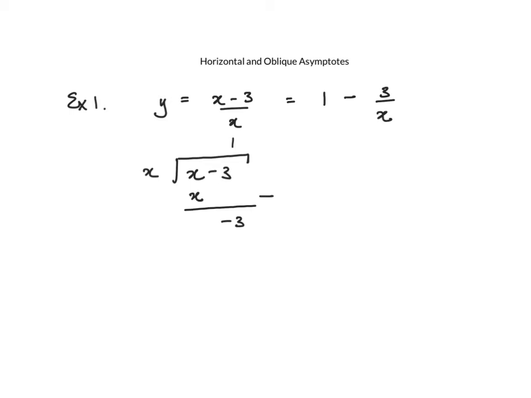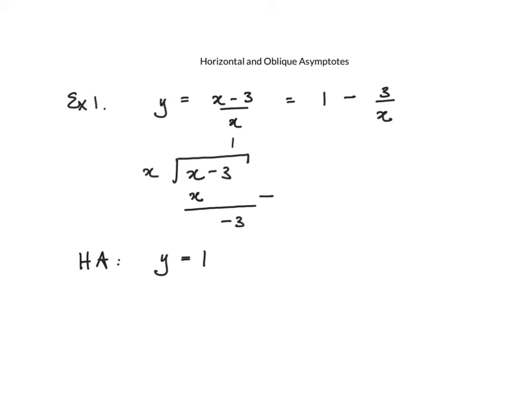Now, let's just forget for a minute about the minus 3 over x. We've got a constant here, y equals 1. The line y equals 1 is a horizontal line. This then is the equation of the horizontal asymptote. Y equals 1. Now what we have to do is to work out how the graph behaves around about this horizontal asymptote, y equals 1.